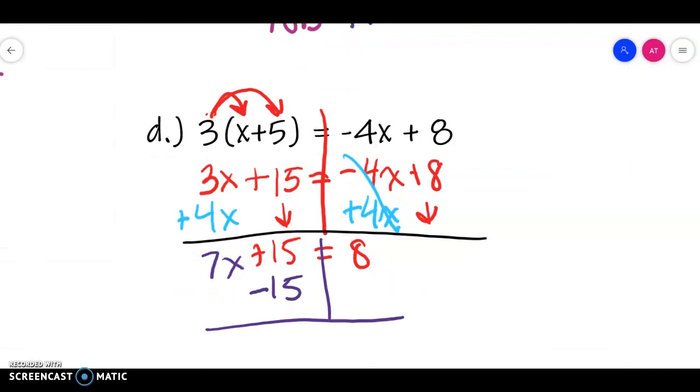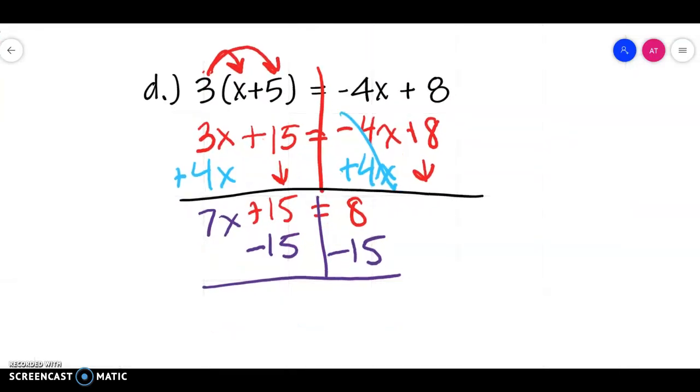Now I can get rid of the negative 15. I'm sorry, I can get rid of the positive 15 by subtracting. So I'm going to move 15 to the other side by subtracting. 8 minus 15. Well, if I have $8 and you take 15 away from me, you're going to owe me money, you owe me $7. Now you're going to be the one who owes me money.